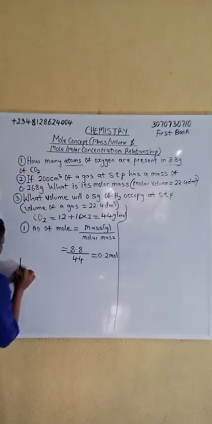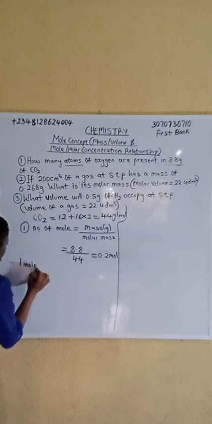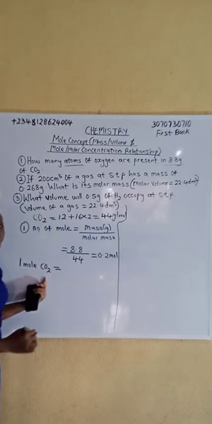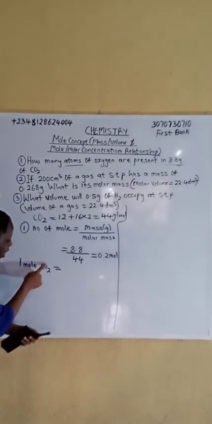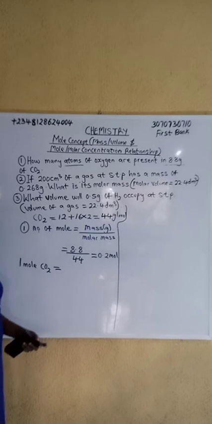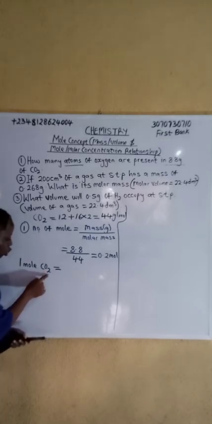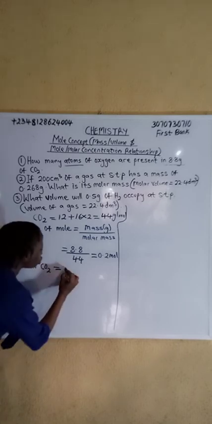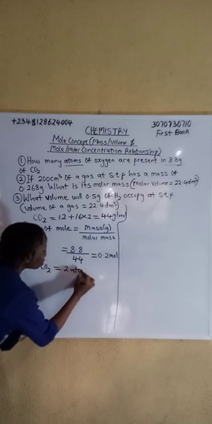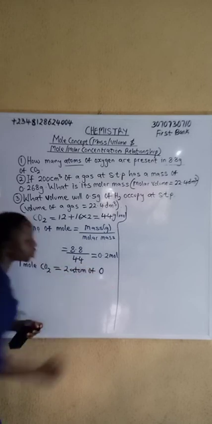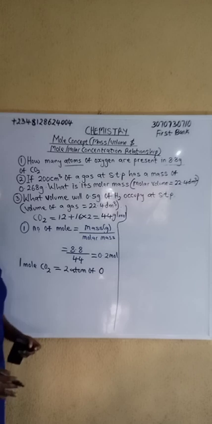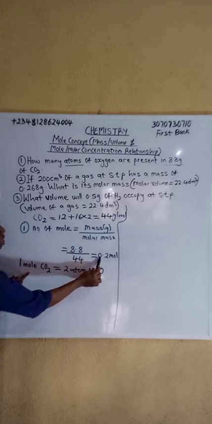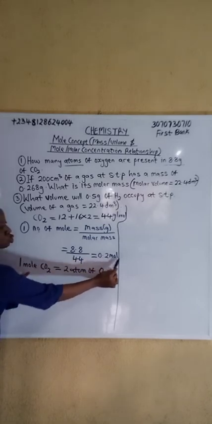1 mole of CO2 produces how many atoms of oxygen? That is, how many oxygen do we have in CO2? We have 2 atoms of oxygen. So 1 mole of CO2 is equal to 2 atoms of oxygen. Then we have gotten the number of mole of CO2. The number of mole of CO2 is 0.2 mole.